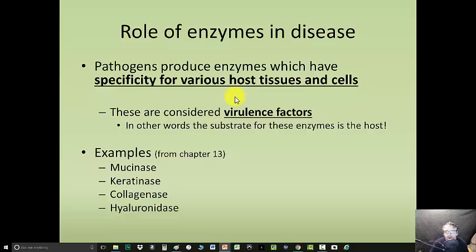And what a pathogen is essentially doing is breaking down your body in a way that causes destruction and problems with the host tissue.